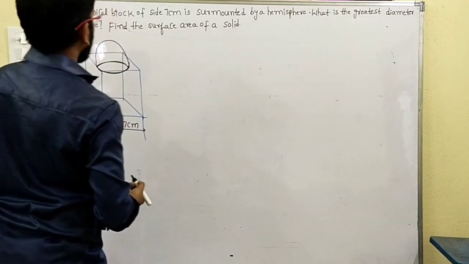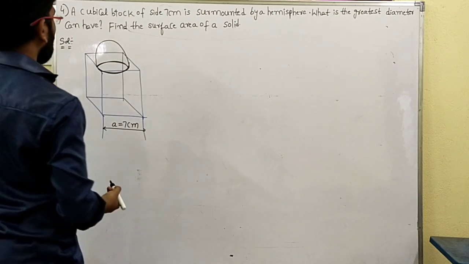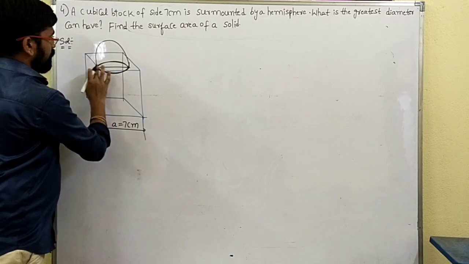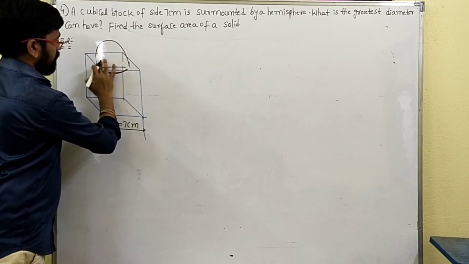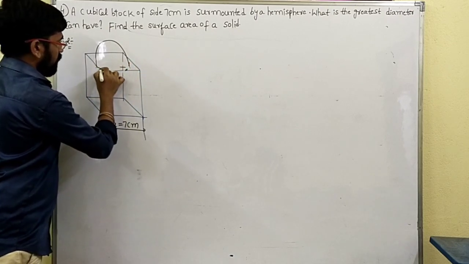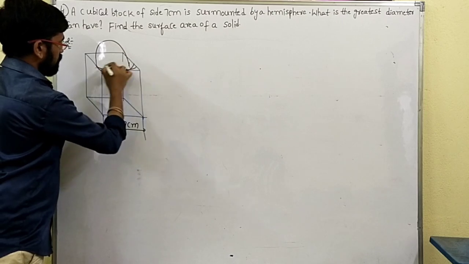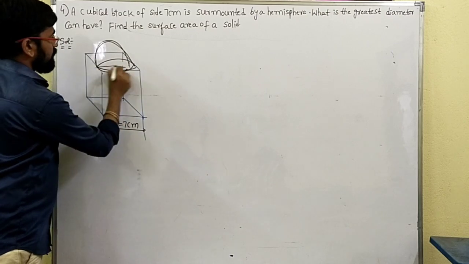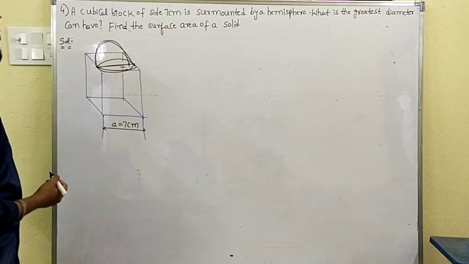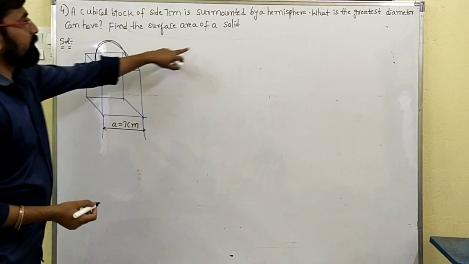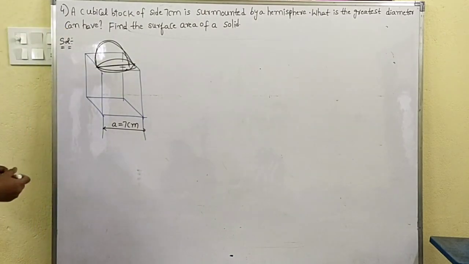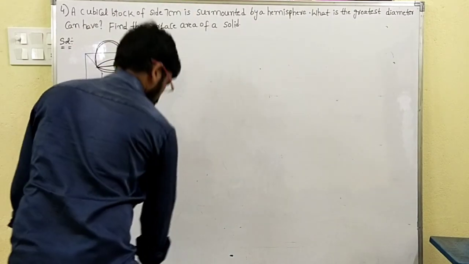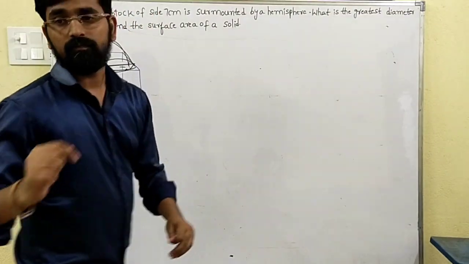What is the greatest diameter it can have? So we need to find the diameter of the hemisphere. The hemisphere covers the total. So what is the diameter of this hemisphere? He is asking, and find the surface area of the solid.